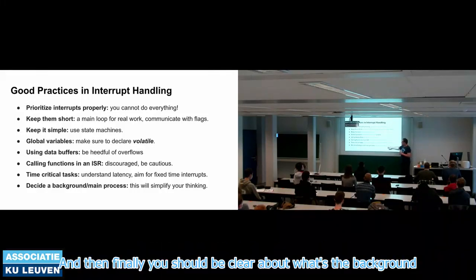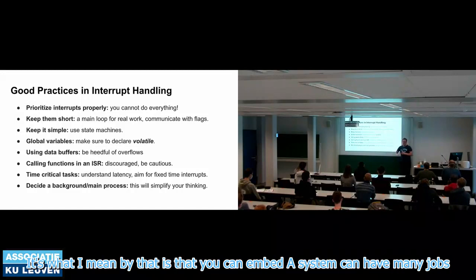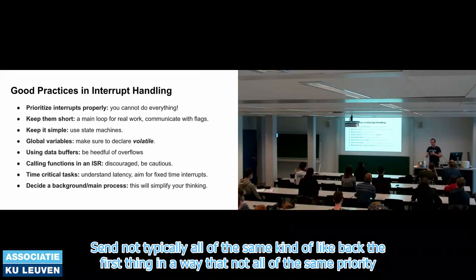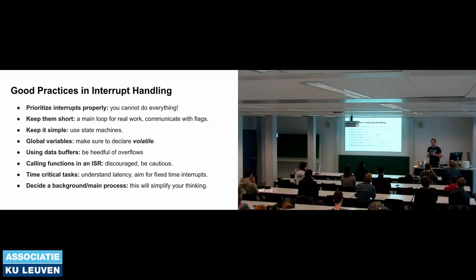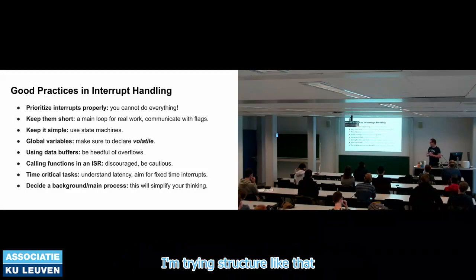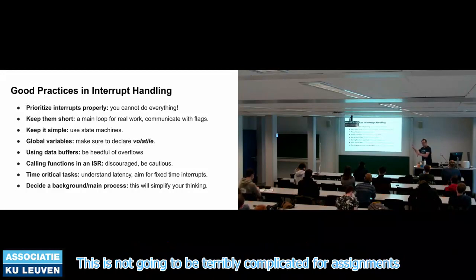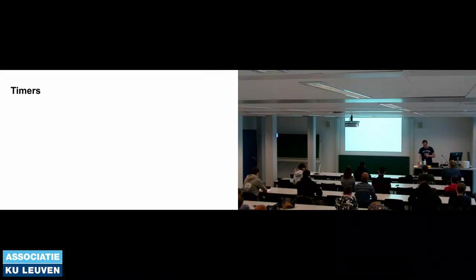And then finally, you should be clear about what's the background and what is the main thing. What I mean by that is your embedded system can have many jobs. They're not typically all the same. It kind of links back to the first thing in a way. They're not all of the same priority. You've really got to decide. You have your core logic and then the things that happen around it, and try and structure it like that. We're not building a drone here. So honestly, I think this is not going to be terribly complicated for your assignments.